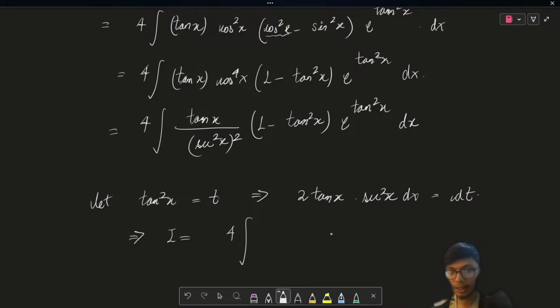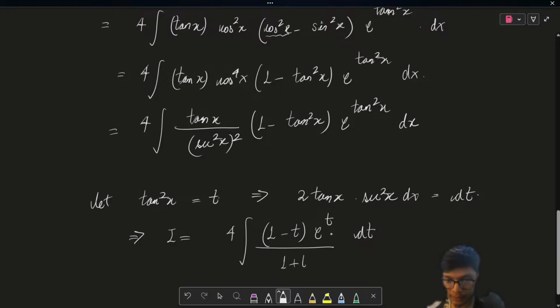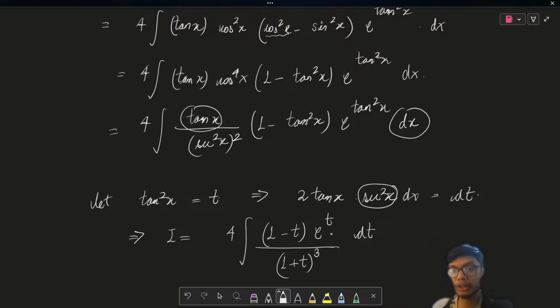So secant square x can be written over here as 1 plus tan square x and then minus 2 times tan square x. So what will happen over here is that this will become 1 minus t, and then we'll have e to the power t, and then we'll have dt, and then the denominator will become secant square x, so secant square is 1 plus tan square x and whole square of that, and that will become 1 plus t, and therefore whole cube, because one more cube is going to be there, which you don't need to forget, because I have this tan x dx in the numerator.